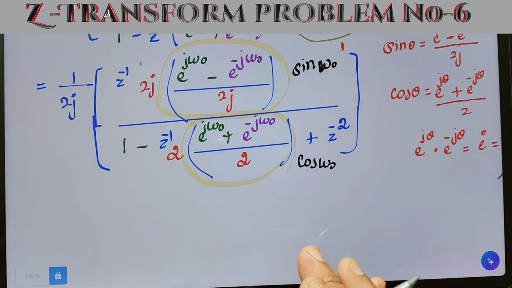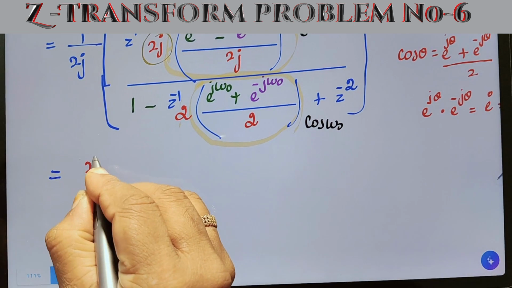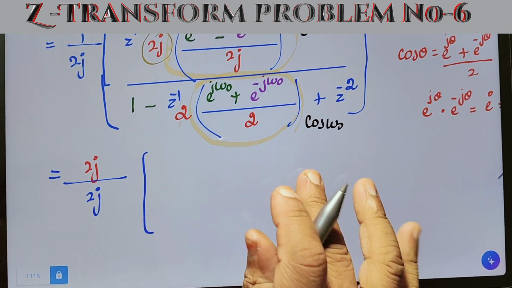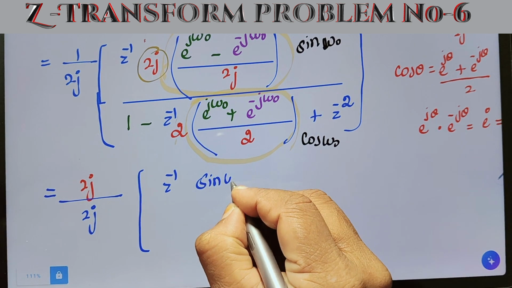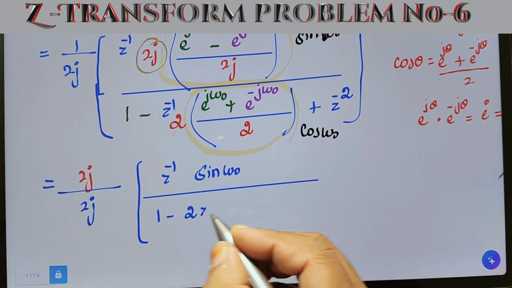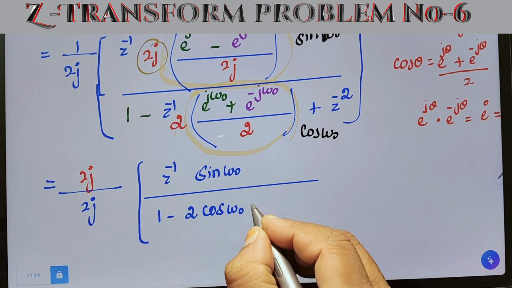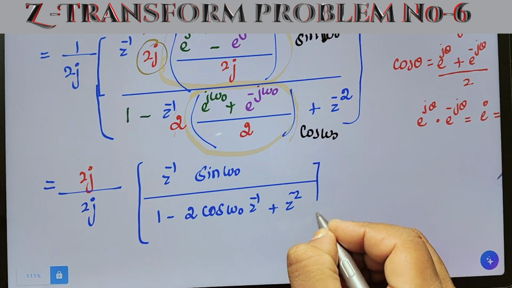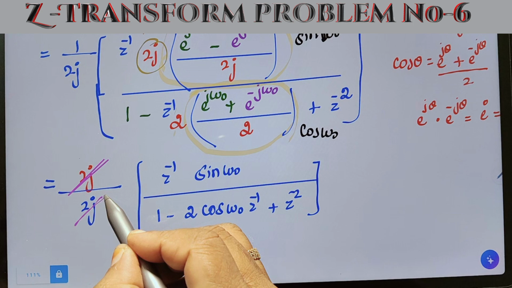Likewise write the next line equal to: for the numerator, take 2j outside, so 2j divided by the already existing denominator term 2j. So open the bracket, z inverse and the whole term is sine omega naught, the whole divided by 1 minus 2 into cos omega naught into z inverse plus z power minus 2. These two terms get cancelled, this term and this term get cancelled.